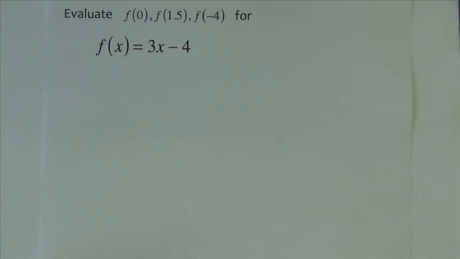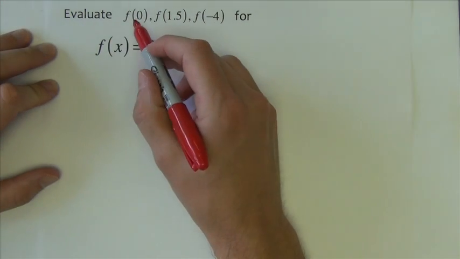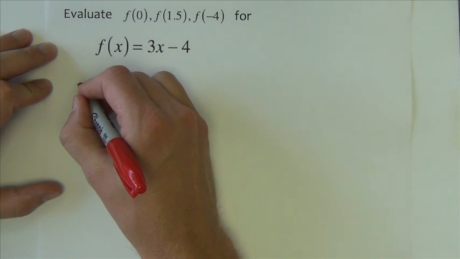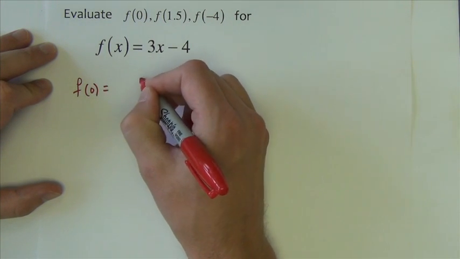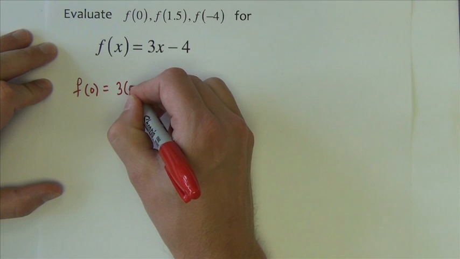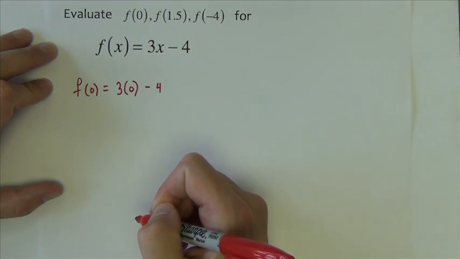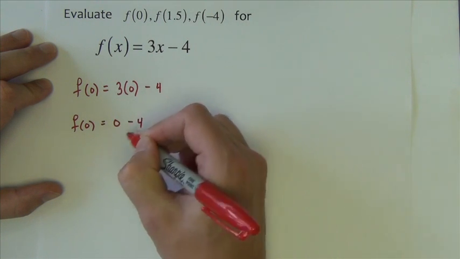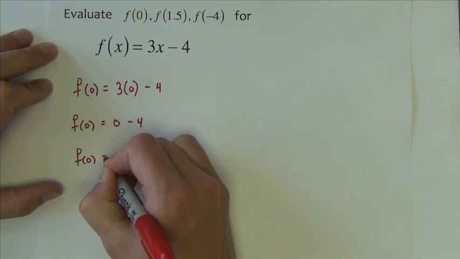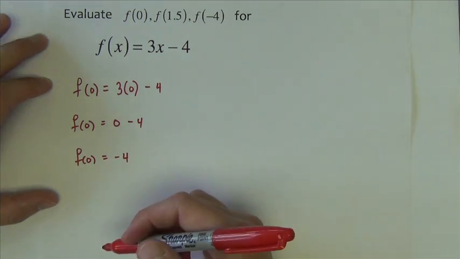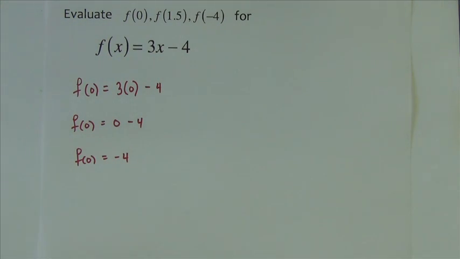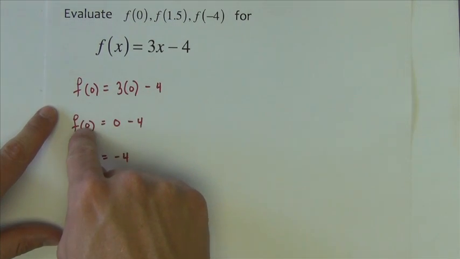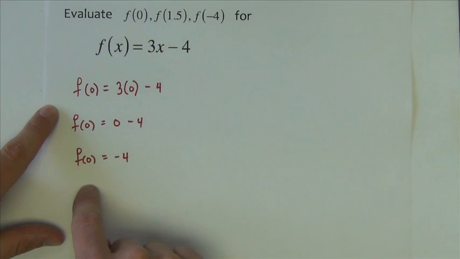Just a few more examples, all the same thing. Evaluate f of 0, f of 1.5, and f of -4 for this function. If I want f of 0, I'm putting 0 in for the x. 3 times 0 minus 4. So f of 0 is 0 minus 4. f of 0 equals -4. Please, as you're doing this work, especially on problems where you're doing multiple problems within the same function, continue this labeling, the f of 0, all the way through.